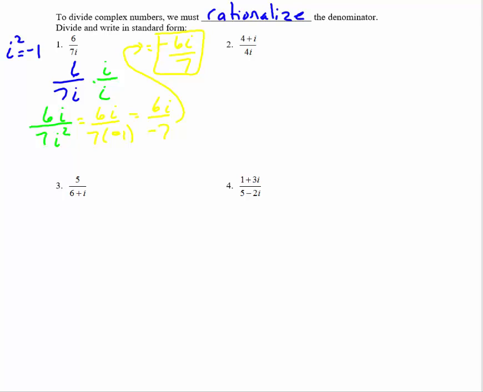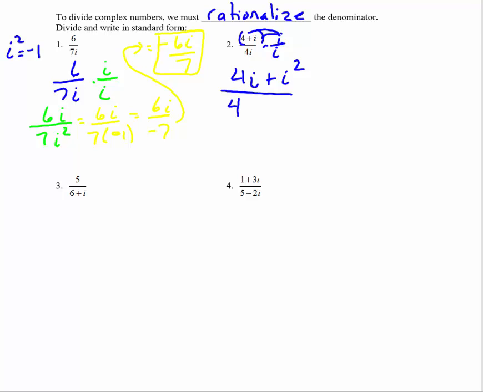Number 2, we have (4 plus i) divided by 4i. We cannot cancel the 4's. One has a 4 plus i, the other one does have multiplication, but they cannot cancel. So what we need to get rid of is the i in the denominator. So we need to multiply top and bottom by i. We definitely need to distribute, so I'm going to put the first numerator in parentheses. So when I distribute the i on top, 4 times i is 4i, and i times i is i squared. So we get 4i plus i squared on top.